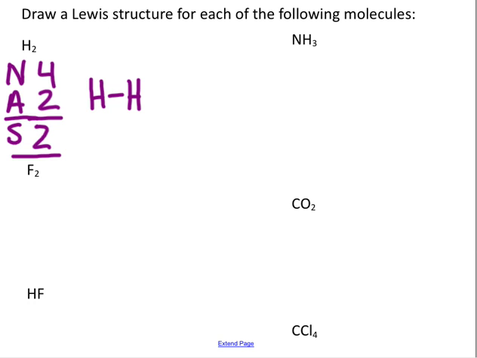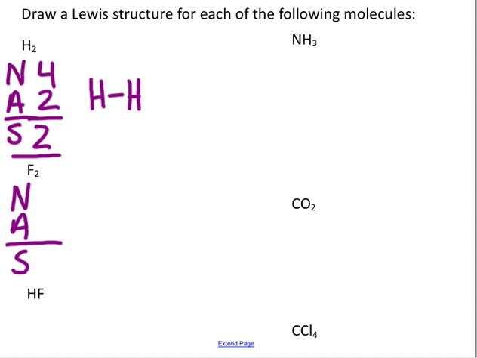Of the 2 we put in bonds, we used them up. So we got none left, so that picture is finished. Okay? All right. F2, which we just did, is easy. Again, I'm doing these simple baby examples just to remind you how to use NAS.